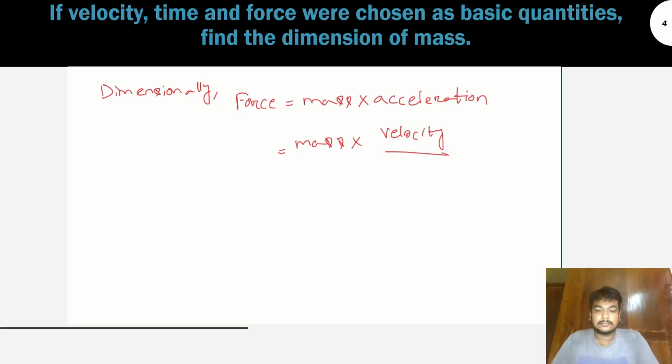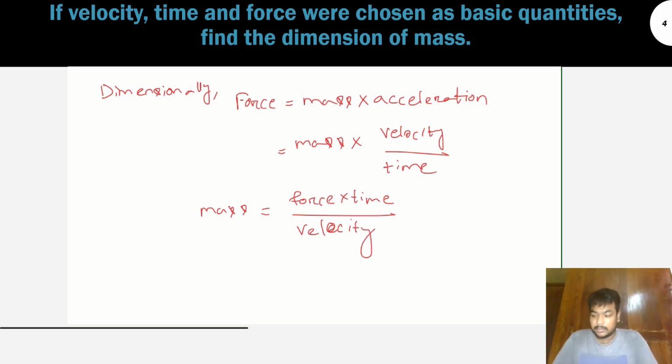So dimensionally, we know force is equal to mass into acceleration. It is Newton's law. F is equal to ma. So then acceleration is what? Velocity divided by time. So mass will be force into time divided by velocity. Therefore, the dimension of mass will be the dimension of force into dimension of time into dimension of V inverse. And here in the question we are given that velocity, force and time are the fundamental units, and we have expressed the mass in terms of those fundamental units.